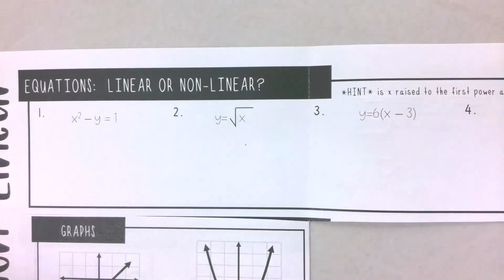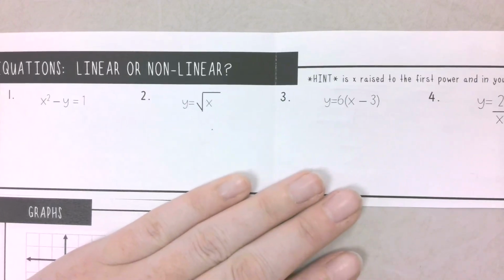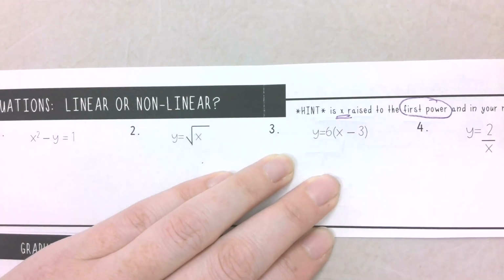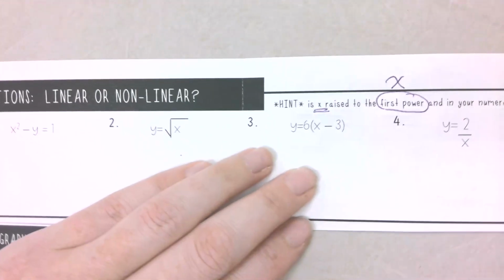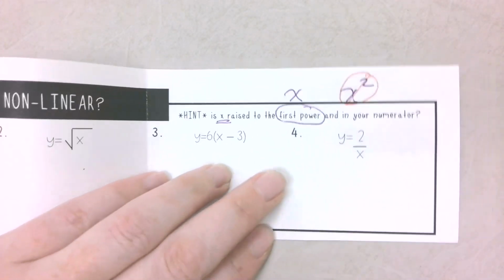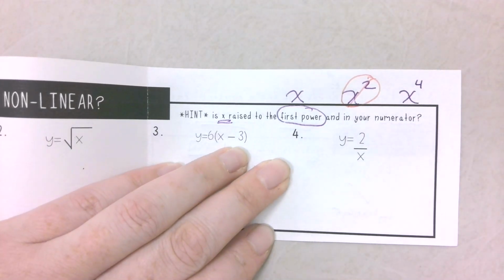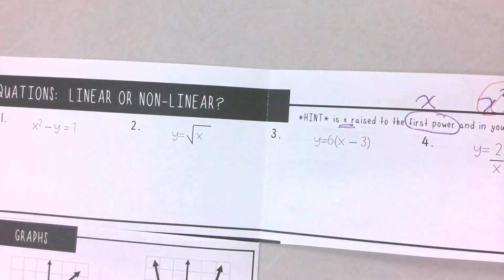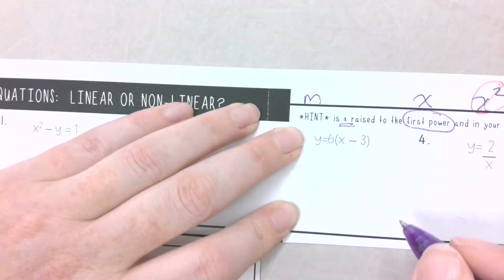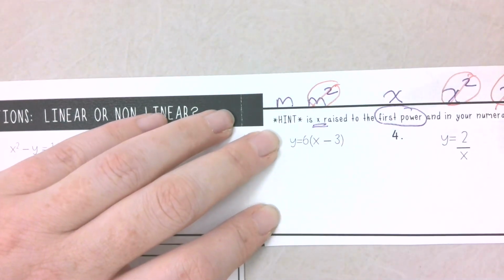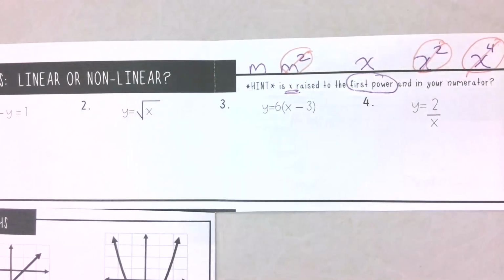All right, let's open up our flap and take a look at our examples. So basically, what you're doing when you're asked if an equation is linear or nonlinear is you're looking for an x that is always raised to the first power. What that means is you just have an x that looks like that. It can't look like this. That is a no-go. You can't have one that looks like this. That is a no-go. You can only have ones that look like this. Now, it could be another variable, like m. So m is okay, but m to the second, that's a no-go. Does not belong.